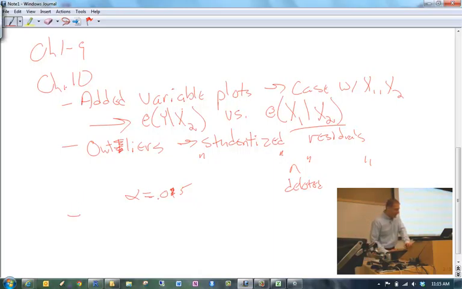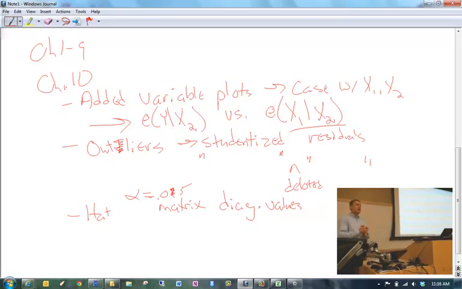We also talked about hat matrix diagonal values. Make sure you know how to calculate them or how to get them in R. There were some really good plots, I think, regarding the high school and college GPA data set where we added a 21st observation to the data set that really helped show you what these hat matrix diagonal values are actually measuring. So I recommend that you take another look at those.